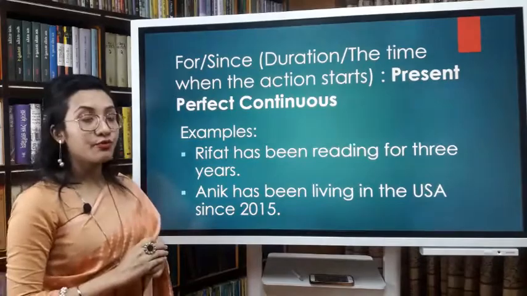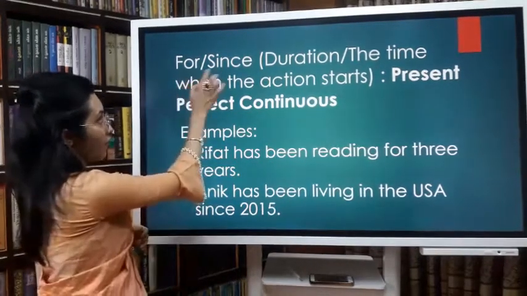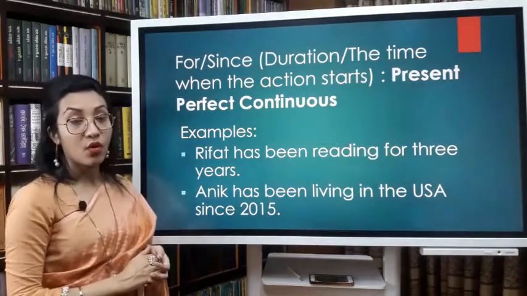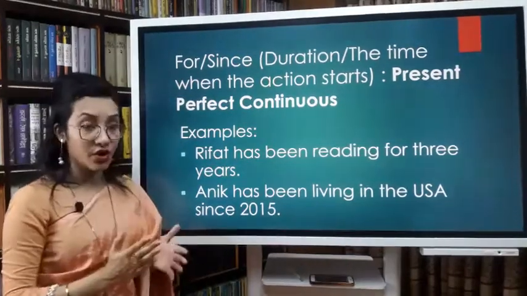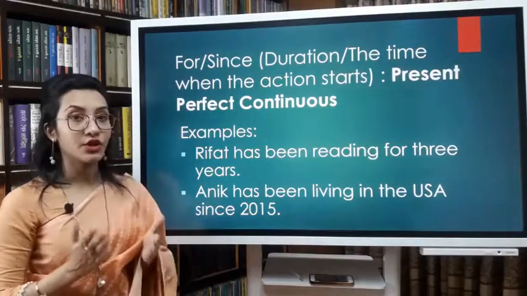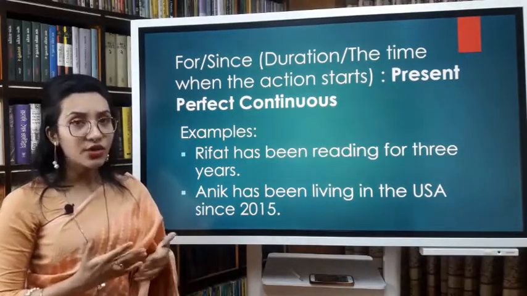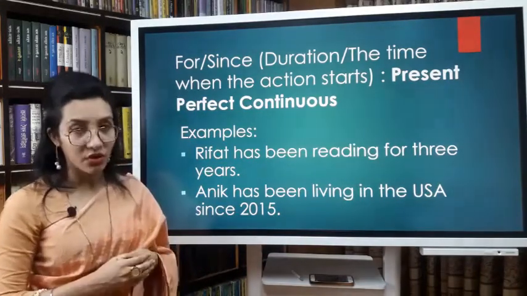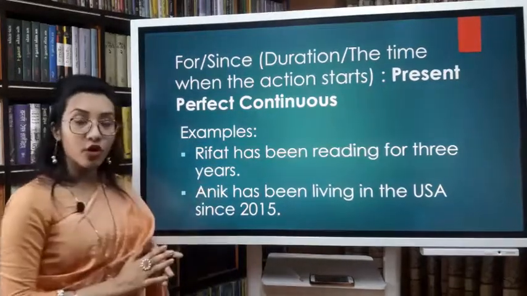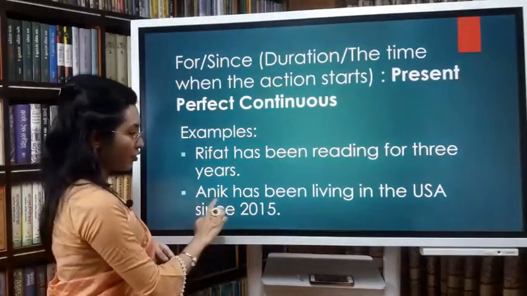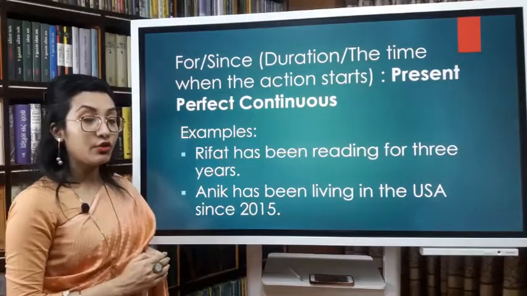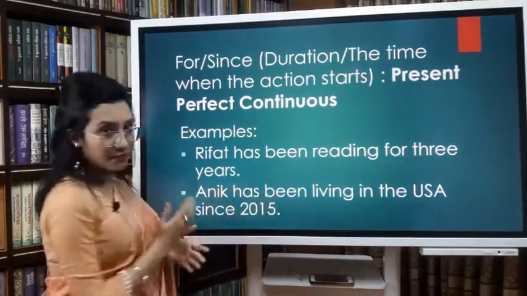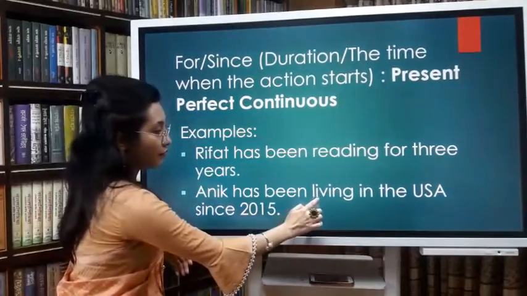So what you have to focus on here is if you find for or since in a sentence and that has been referring to a duration or the time when the action starts, we are going to use present perfect continuous tense. I guess you already know what is the structure of present perfect continuous tense, but still I'm going to repeat it once again. Present perfect continuous tense এ আমরা প্রথমে subject ব্যবহার করি, then we use have been or has been. See here, has been. Then we are going to use the verb plus ing.